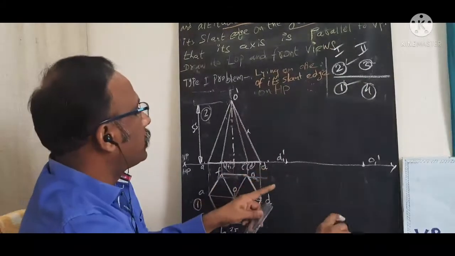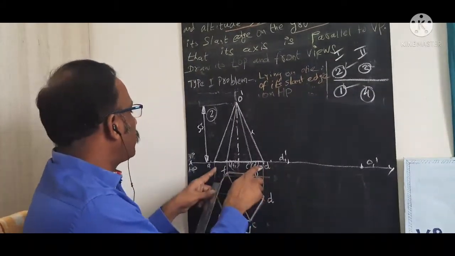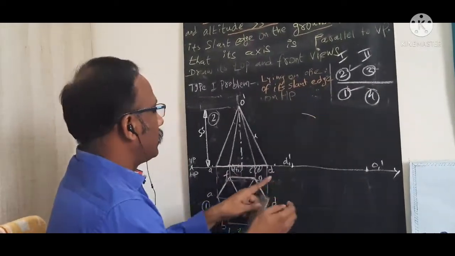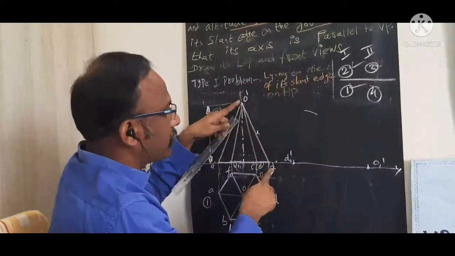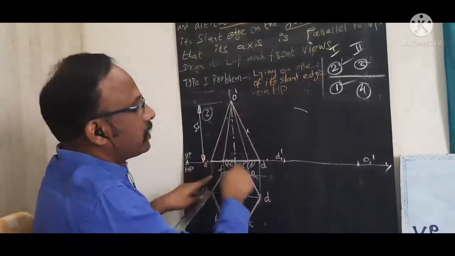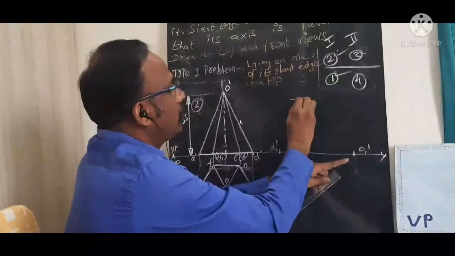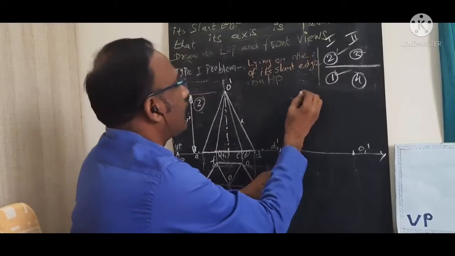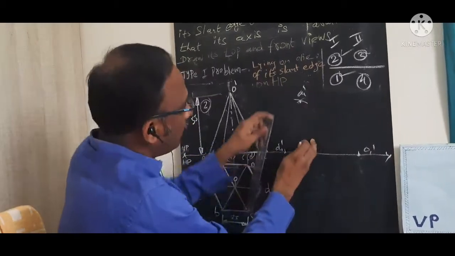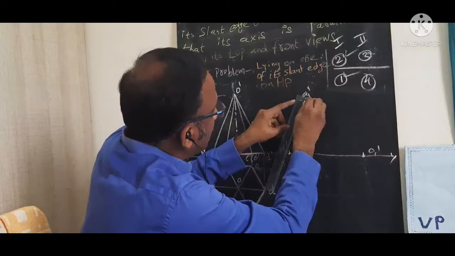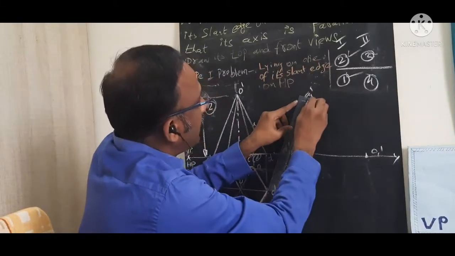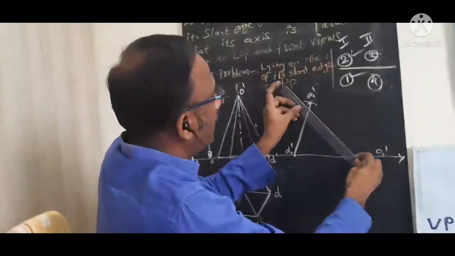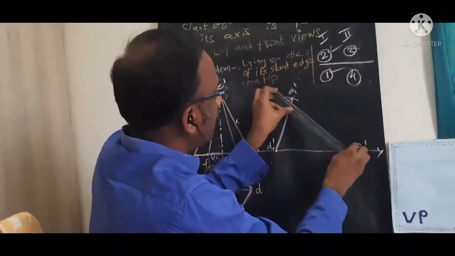Now we know this point. From D1 dash, measure the D dash A dash distance and draw one arc like this, and from O1 dash measure the O dash A dash distance and draw this arc. The meeting point I mark as A1 dash. Now connect A1 dash and D1 dash. This is the base of this particular pyramid. Now we need to connect these endpoints here.